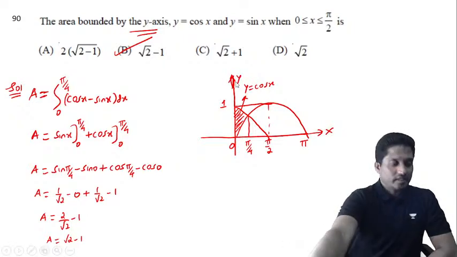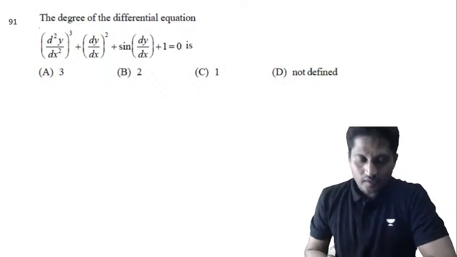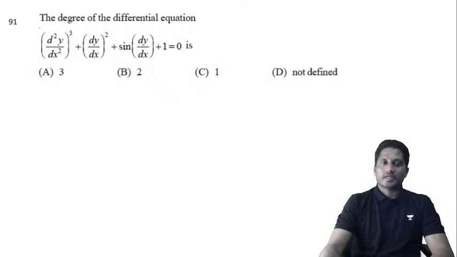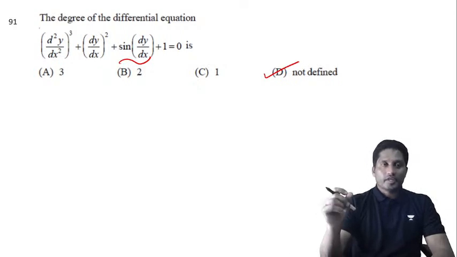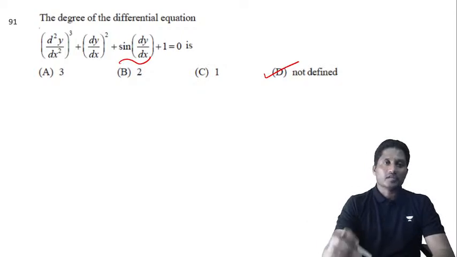Right, let's move to the next question. The degree of the differential equation is defined only when it is a polynomial function in derivatives. Since you have sine of dy by dx, it is not defined. Whether it is sine of dy by dx, cos of dy by dx, e power dy by dx, or log of dy by dx, it is not defined. Sin y is defined, sin x is defined, but a function of the derivative should not come. The degree of a differential equation is defined only if it is a polynomial function in derivatives. So the answer is option D.